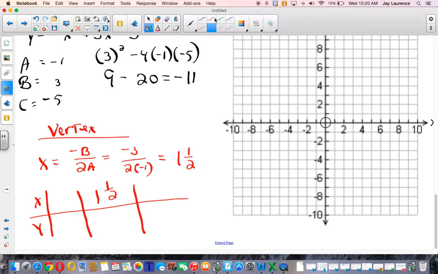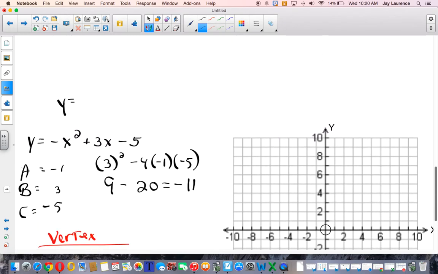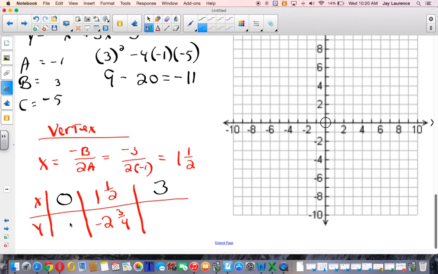All right, so -2 3/4. Now I need 2 other values. I love to put 0 in whenever I can. And since 0 is 1.5 units to the left, I'm going to go 1.5 units to the right, and I'm going to put 3 in. When I put 0 in for x, I get y equals 0 plus 0 minus 5, which is -5. And then, because of symmetry, this will also be -5. You can do the math, plug 3 in, but you're going to get -5 out, I guarantee it.